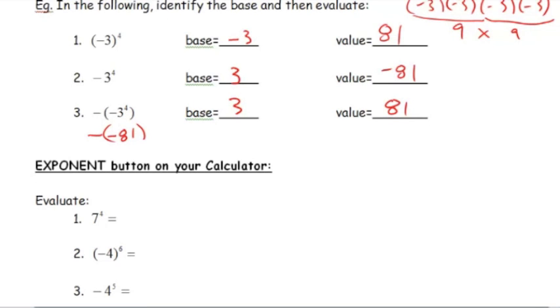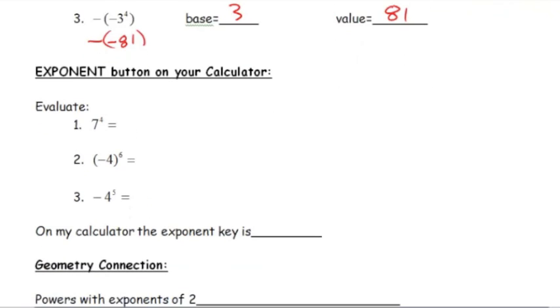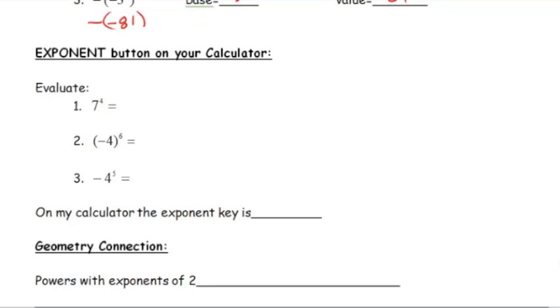So as we move on here, we're going to get to some more complicated questions. One thing that's going to be key to know is the exponent button on your calculator. Your exponent button may look like a little hat like that. It may look like x to the y. It may look like y to the x. It's going to be key to know this button and get to know how to use it.